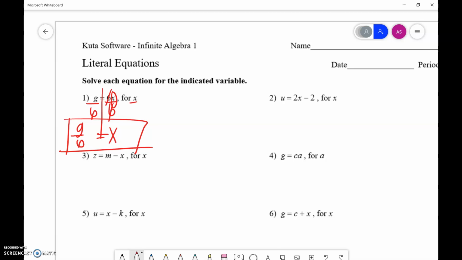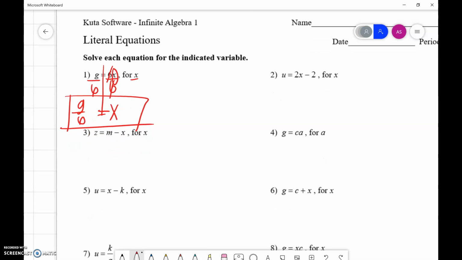All right. The next one, they want me to solve for x. So I have m here. That's the one that needs to go on this other side. So I'm going to do the opposite, which is subtraction. And what I do to one side, I'm still doing to the other side. So this is going to cancel out. I'm going to have z minus m equals negative x.